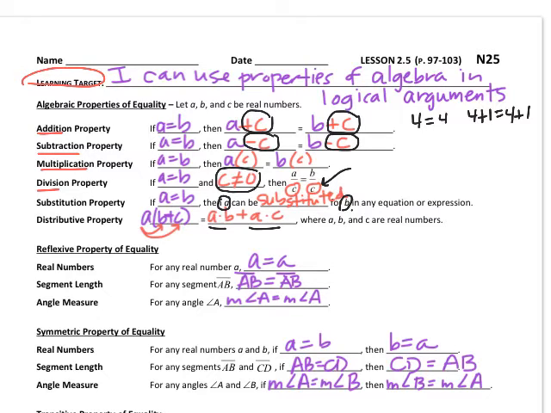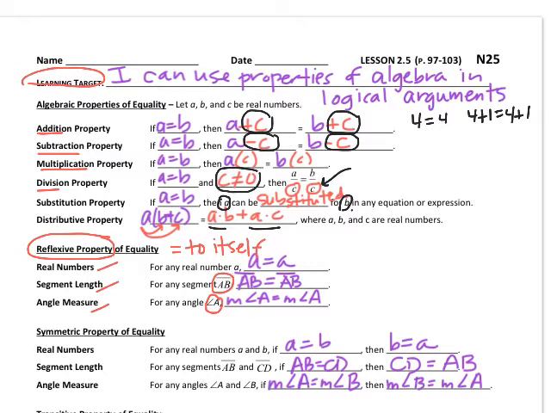Now we're going to learn a few new properties. One of them is the reflexive property. The reflexive property applies to real numbers, segment lengths, and angle measures. So remember, segment lengths are written in this form, and angle names and angle measures are written in this form. It says that the reflexive property for any real number, A equals A. So what you can see here is that numbers are equal to themselves. So reflexive just means equal to itself.